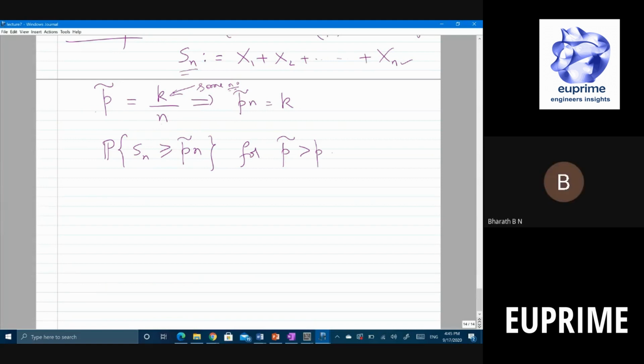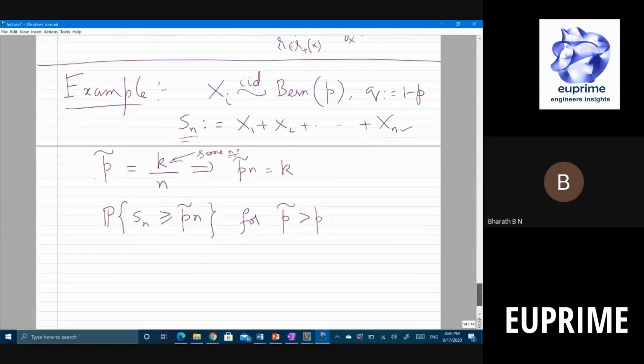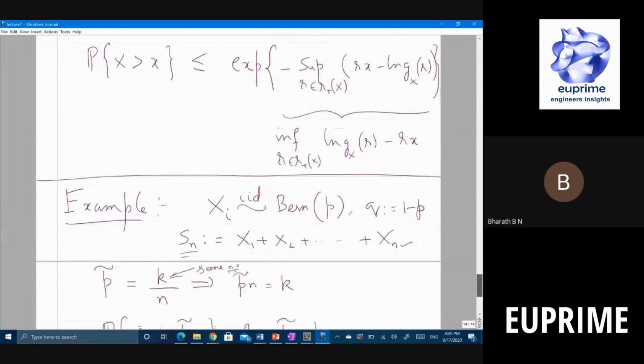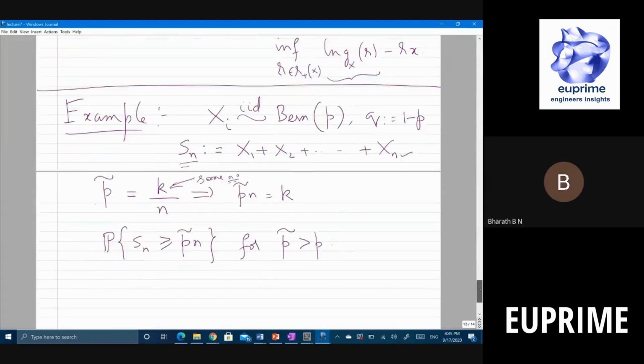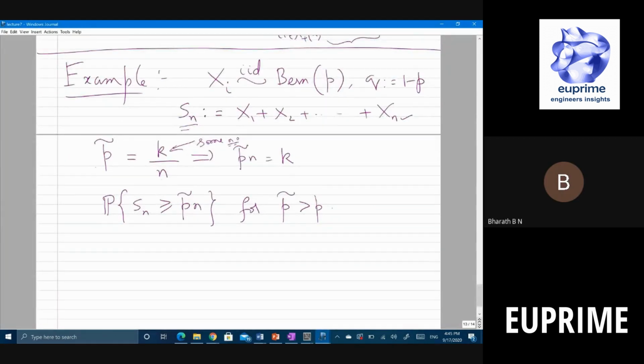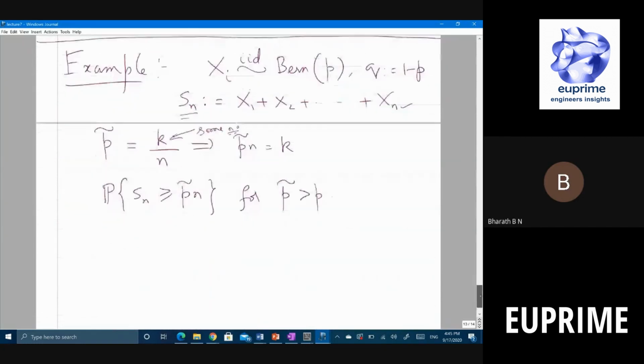Now, what is it that I have to do now? I have to apply Chernoff, right? If I have to apply Chernoff, what will be the thing that I have to compute? I have to compute ln of g_X of r minus r times x, which is p tilde n, right? Do you agree? Yes, sir. Okay, is that fine? Yeah. So let's write this.